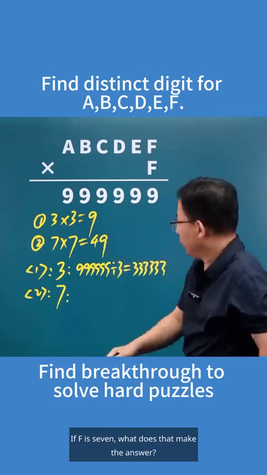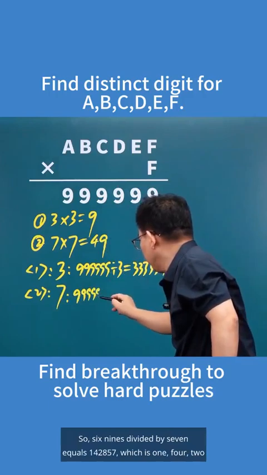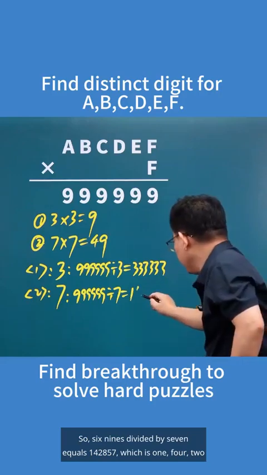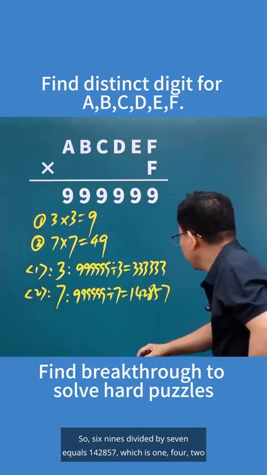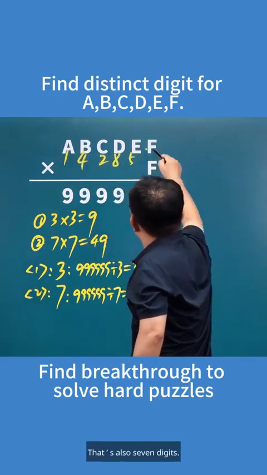If F is 7, what does that make the answer? So 6 9s divided by 7 equals 142857. That's also 6 digits.